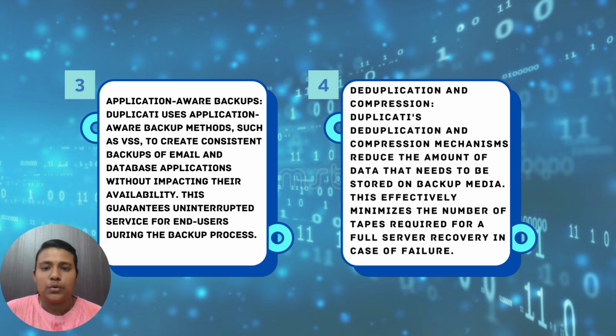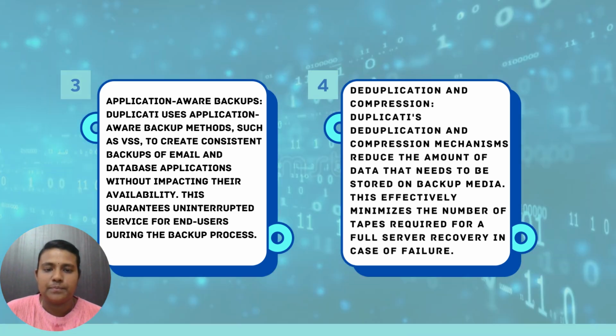First of all, application-aware backups. Duplicati uses application-aware backup methods such as VSS to create consistent backups of email and database applications without impacting their availability. This guarantees uninterrupted service for end users during the backup process. Next, deduplication and compression. Duplicati's deduplication and compression mechanisms reduce the amount of data that needs to be stored on backup media. This effectively minimizes the number of tapes required for a full server recovery in case of failure.